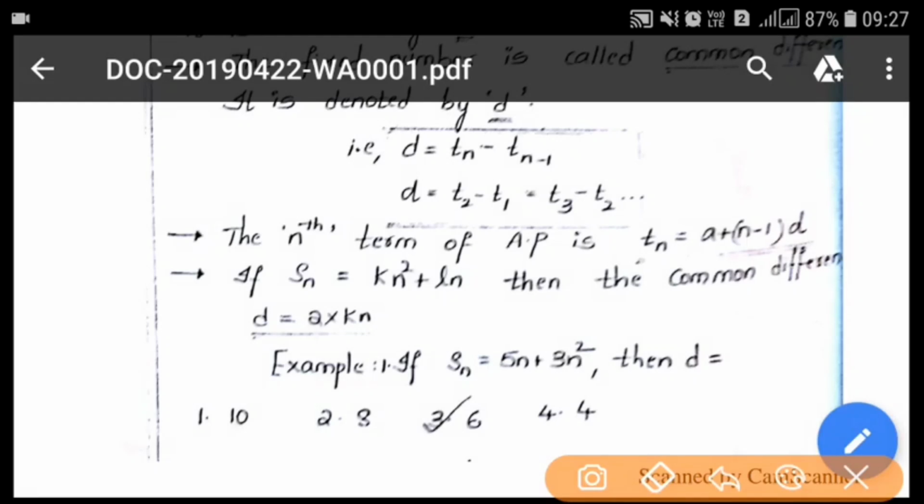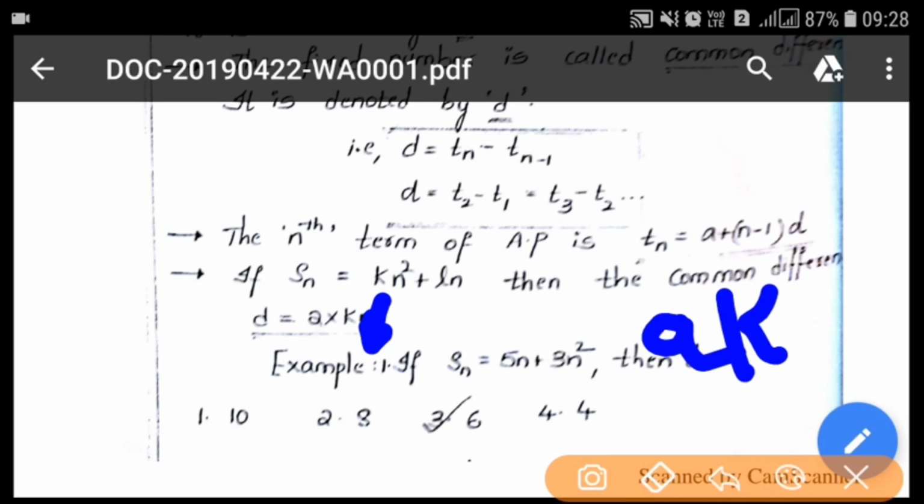Here k is not there, n is done, means a into k. This is only. So if Sn is equal to k into n square plus ln, then the common difference d is equal to a into k.